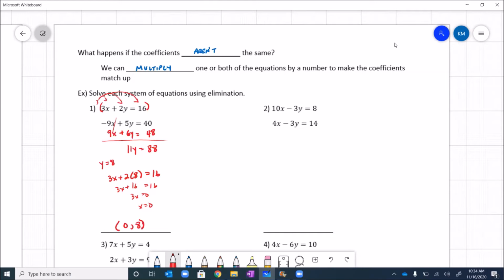Plug that in, make sure that works for the second one, and it does for the second one too, right? -9 times 0 plus 5 times 8 equals 40, and that is true. 0 plus 40 equals 40. Boom. So it works out.